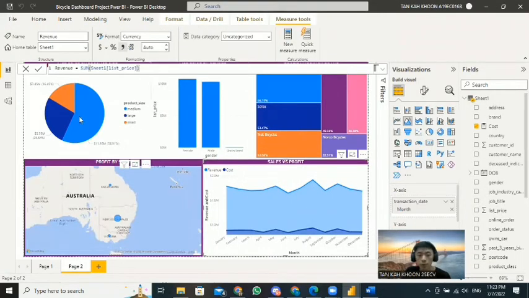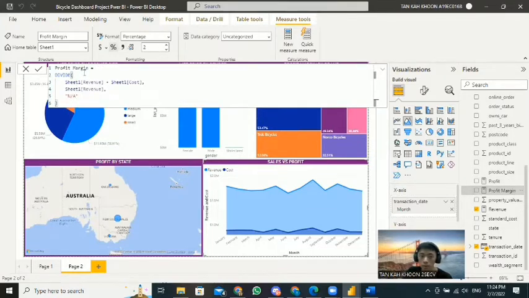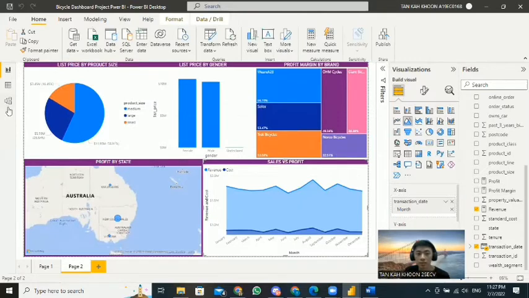Before drawing the graph, I also abstracted some of the data of the dataset. First is the cost, which uses a formula based on the standard cost. Second is the revenue, and this is the formula, which is the sum of the list price. Third is the profit, which is the revenue minus the cost. And last is the profit margin with this formula. Next is the data model structure of the dataset.